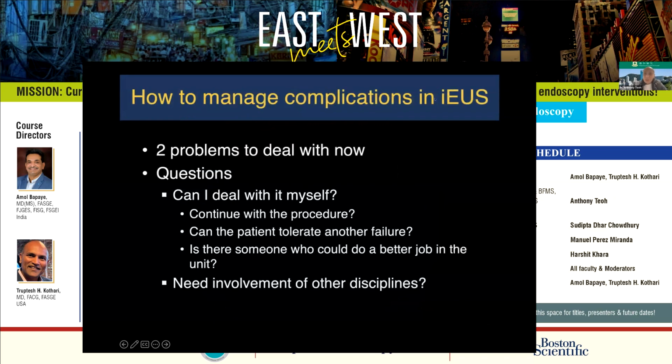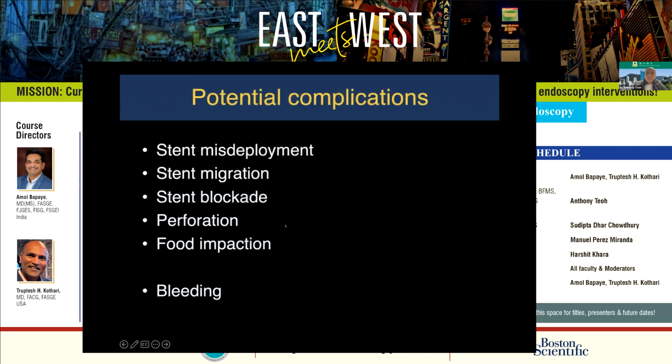And when managing complications in interventional EUS, we have to be aware that once something happens, you have two problems to deal with. You need to ask yourself whether you can deal with the problem yourself, whether or not to continue the procedure. Can the patient tolerate another failure? Is there someone who could do a better job in the unit? And also you need to think whether you need to involve other disciplines.